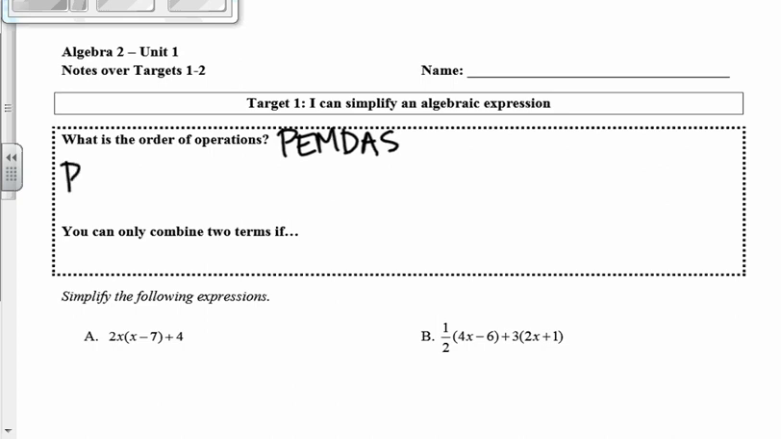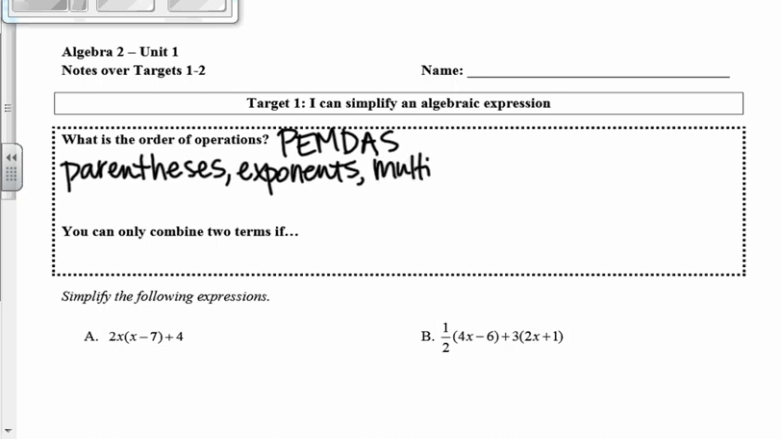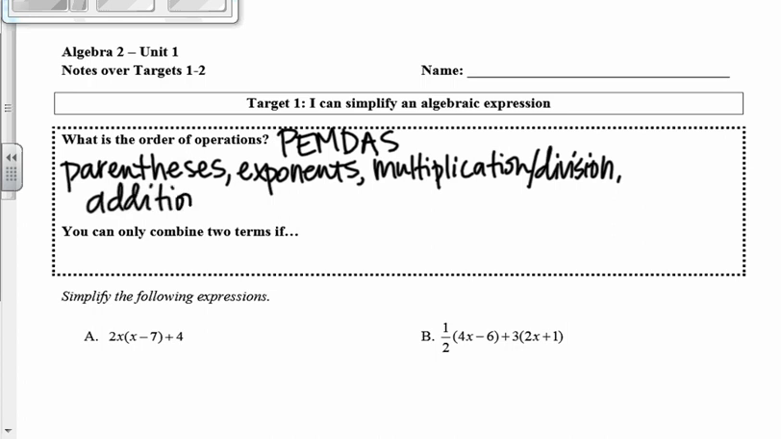P stands for parentheses. E stands for any exponents. We have to take care of those. Then M and D, multiplication doesn't necessarily come before division. So I'm going to put a slash here. Slash division. And then same with addition and subtraction. So it's not that addition comes before subtraction, they're on the same wavelength.